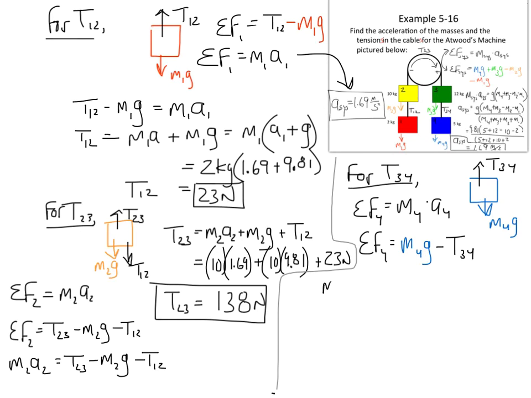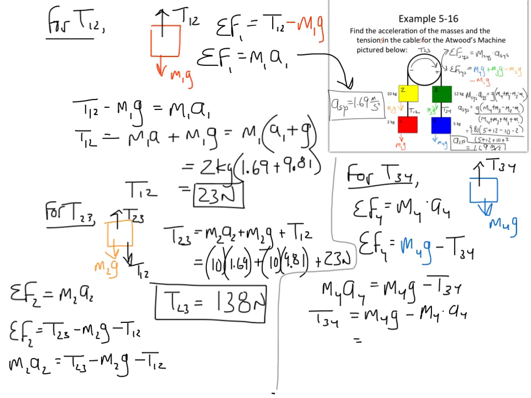Mass 4 times acceleration 4, acceleration of the system, is going to be equal to M4 gravity minus tension between 3 and 4. Let's just have that tension and mass 4 A switch sides. So tension is going to be positive. T3,4 equals M4 times gravity. And remember, this gets subtracted over to that side because we want tension all by itself. Minus mass 4 times acceleration of 4.